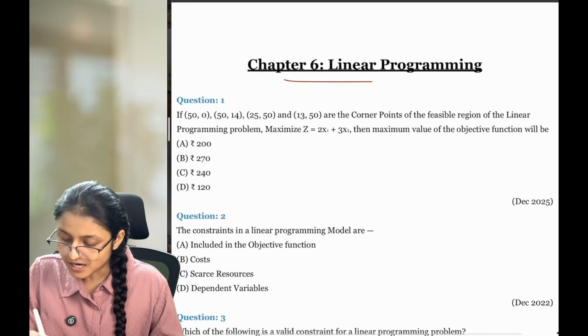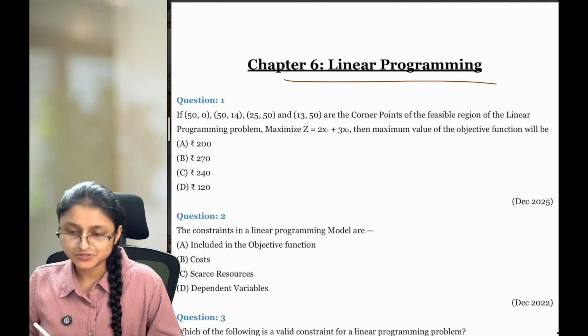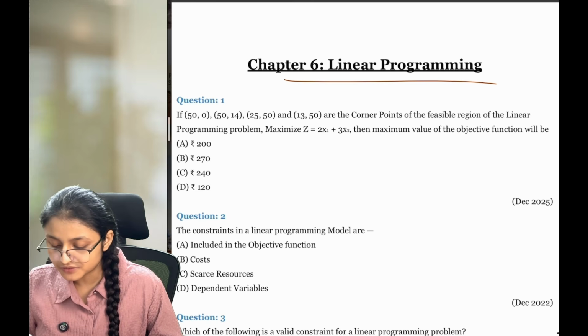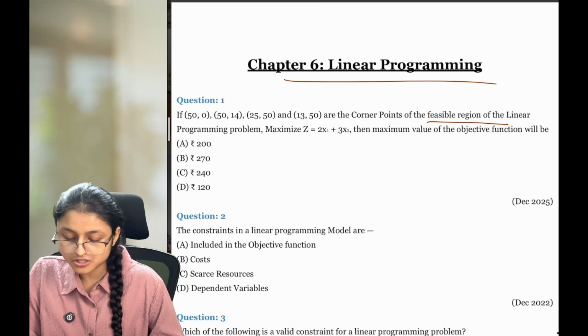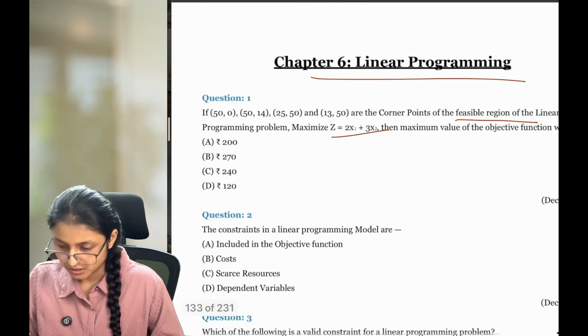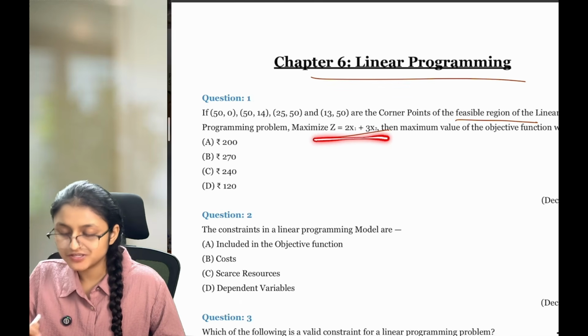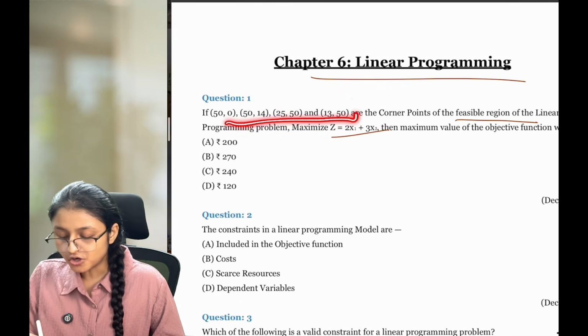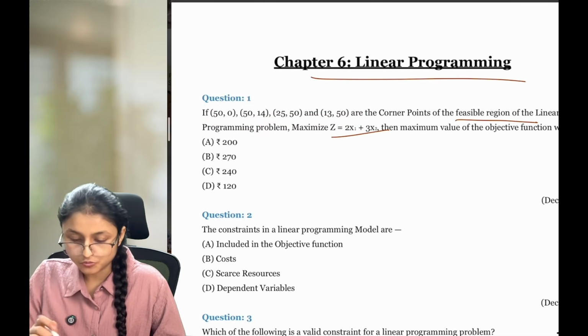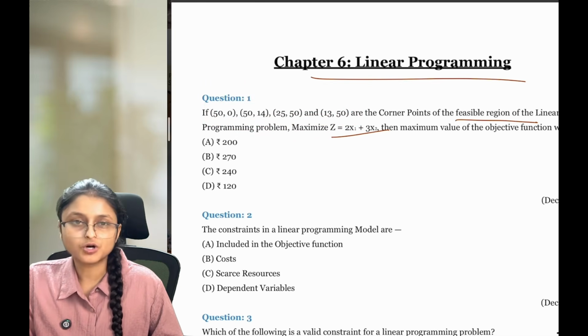Let's start with chapter number 6, that is your linear programming chapter. If (5, 0), (15, 0), (50, 14), (25, 50) and (13, 50) are the corner points of the feasible region of a linear programming problem, you need to maximize this particular function. Now you need to understand that whenever we use LPP, your corner point is the only one which is going to give you the maximum or minimum value, whatever you want. In this question, we want maximum value.